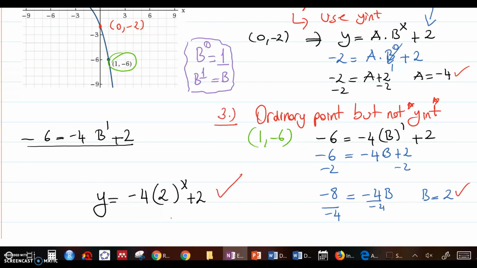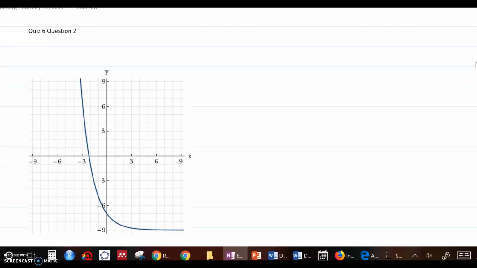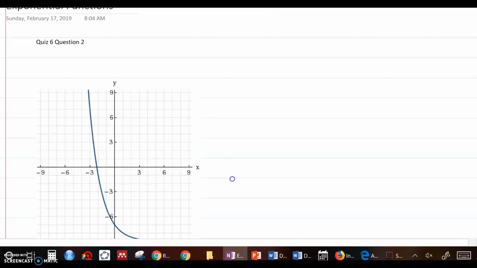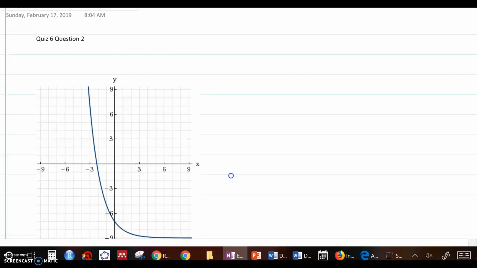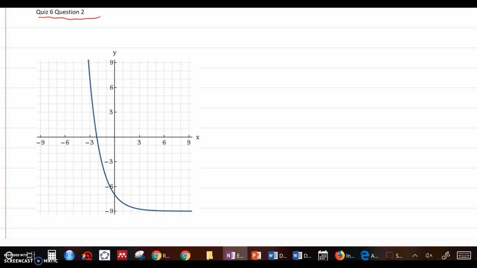Okay, so I'm going to solve the other question. Quiz 6, question 2. Same thing, but I'm going to go a little bit faster here, since we explained in detail what we're doing, each and every step. So start with c. It seems like c is negative 9.